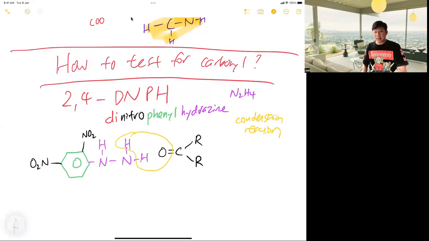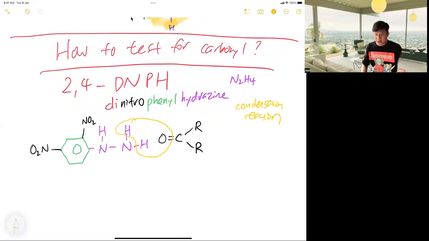Lots of people don't know why, because the teacher just teaches fast. I think it's an easy thing. Circle out water. So your product has water, because in condensation you produce a smaller molecule. Not necessarily water, but for this case, water.